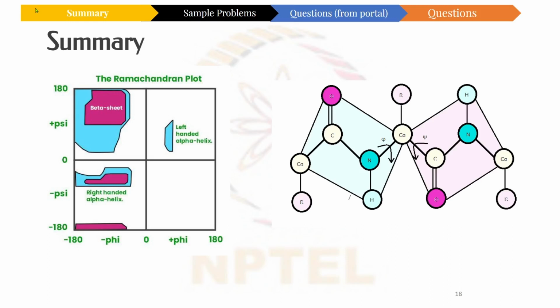And finally we have quadrant 4, which is the combination of positive phi and negative psi angles. The combination in this quadrant is energetically unfavorable due to steric clashes between the atoms of the protein backbone. This is how a Ramachandran plot helps to assess the quality of protein structures.